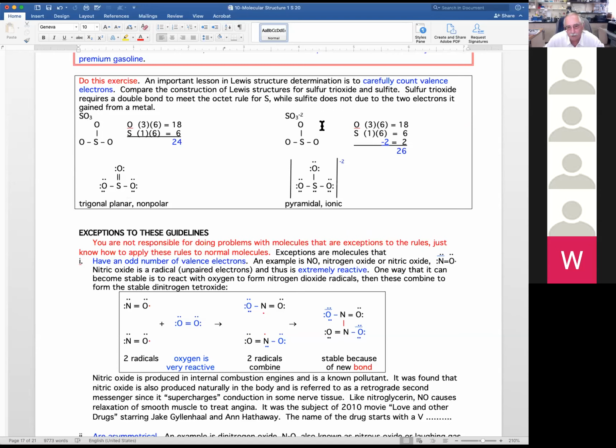It's a sulfite ion, there's 26 electrons. There's 2 electrons more that came from some metal or somewhere. So you have 26 valence electrons. You do not need to put that double bond there. This is planar trigonal and nonpolar. This is pyramidal and it's ionic because of this.